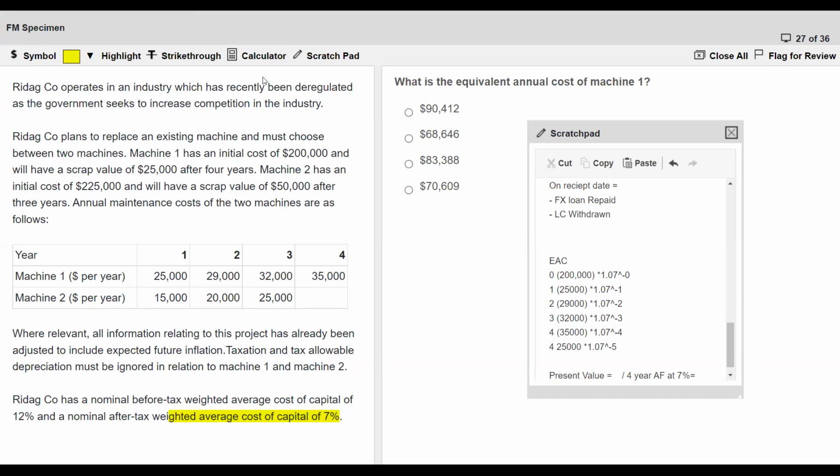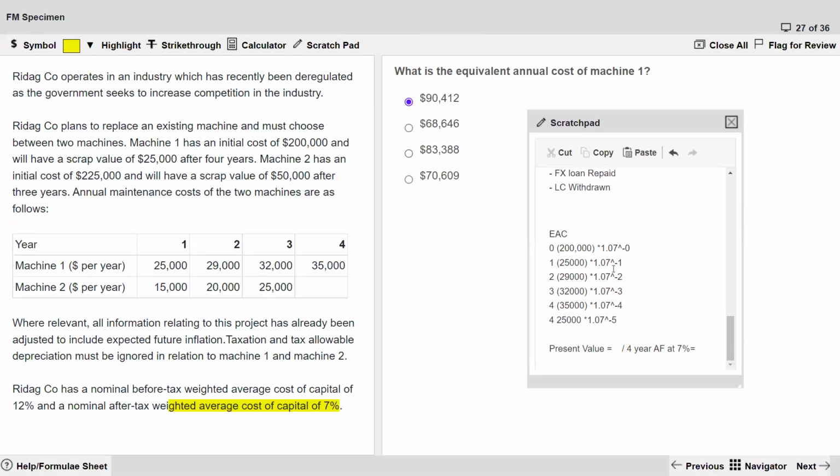Okay, so what's the correct answer? A is the correct answer, right? That's what you have got. It says that you have to use this formula. Just make sure that you use this formula.